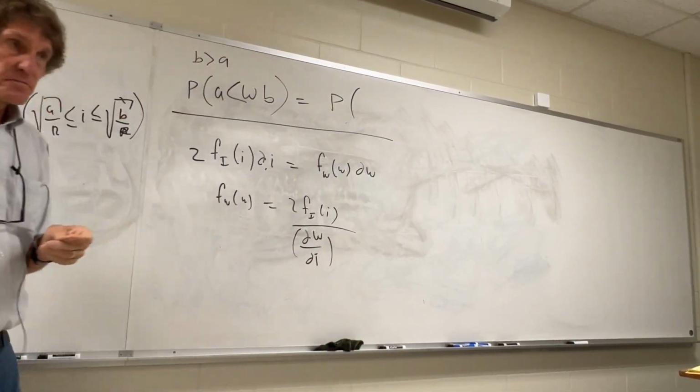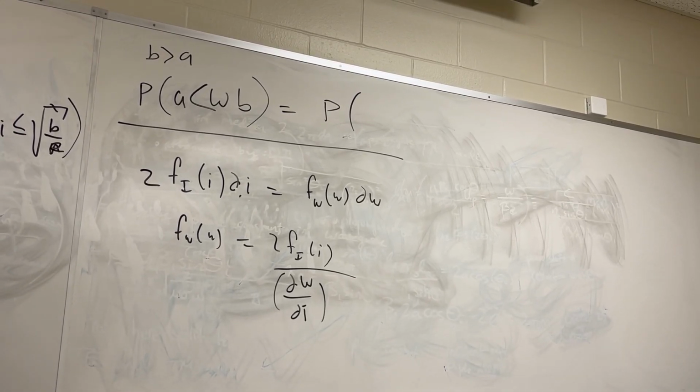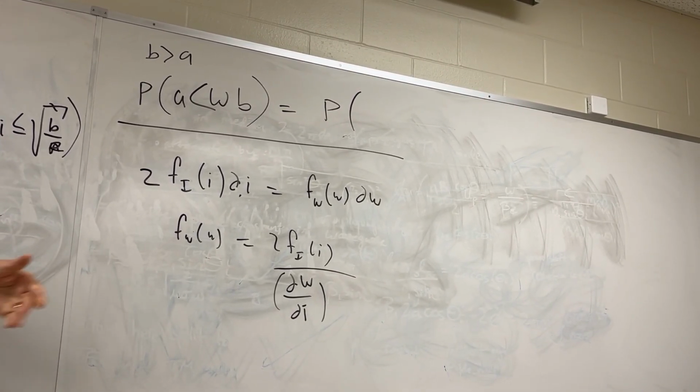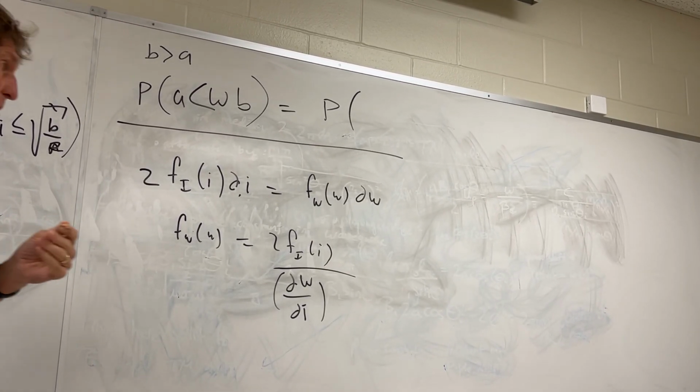Can you all follow me on this? I'm just rearranging it. The derivative dw/di is on the bottom. It's obvious if you just rearrange this. Can you all follow me? Can you see it back? Okay, guys. All right, what's that going to be?